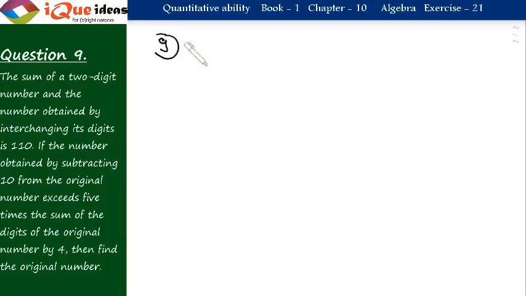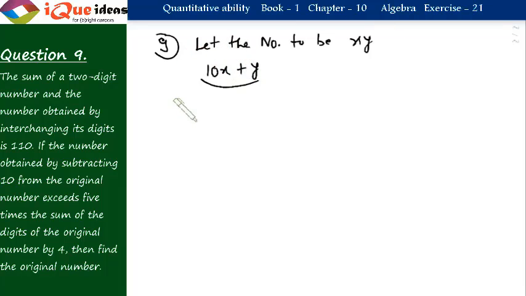Now the next question, question number 9. It says the sum of a two-digit number and the number obtained by interchanging its digits. So let's assume the number to be xy. So the value of xy will be 10x plus y. That is the original number. And the reverse would be yx, so it is equal to 10y plus x. And the question says the sum of the number and its reverse is 110.